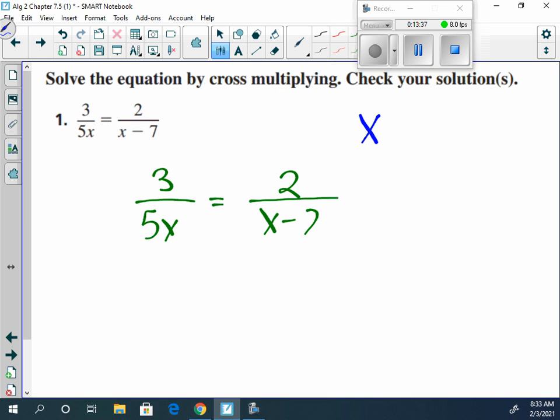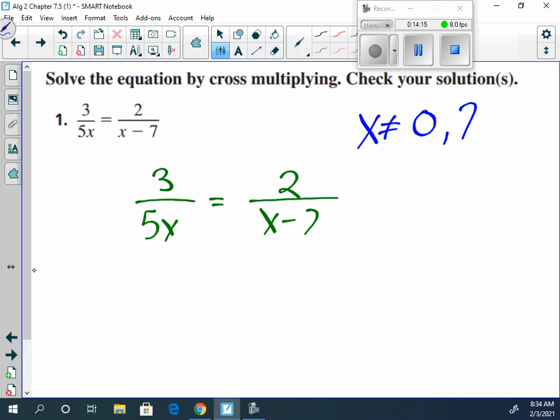Now here again, we can look at our restrictions, because for most of the ones that we're going to do today, the restrictions aren't going to come into play at all. But they will come up later, because there are going to be problems where one of our solutions will be one of the restrictions, so we can't have that. Now looking at this here, the 5x, our restriction would be 0, because 5 times 0 is 0. And our x minus 7 would be 7.